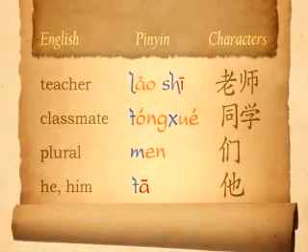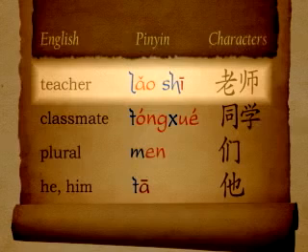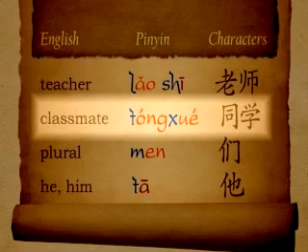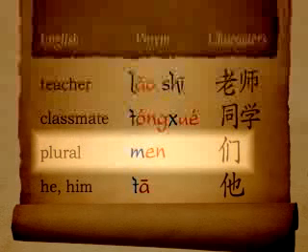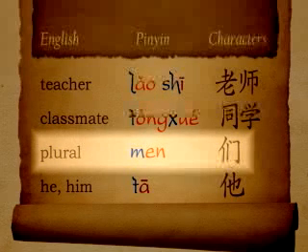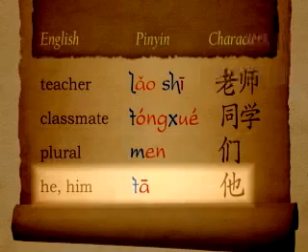Pay attention to the pinyin and new characters that go with our words. Repeat after me when I say them in Chinese. Today's words are teacher, 老师, classmate, 同学, the plural word, 们, and the third person pronoun for he or him, 他. Now, let's analyze the initials, finals, and tones in today's vocabulary.